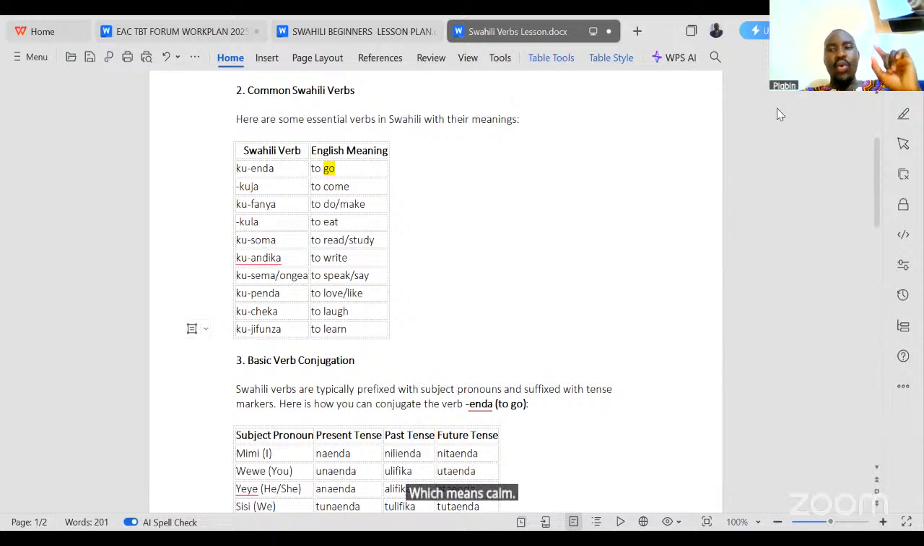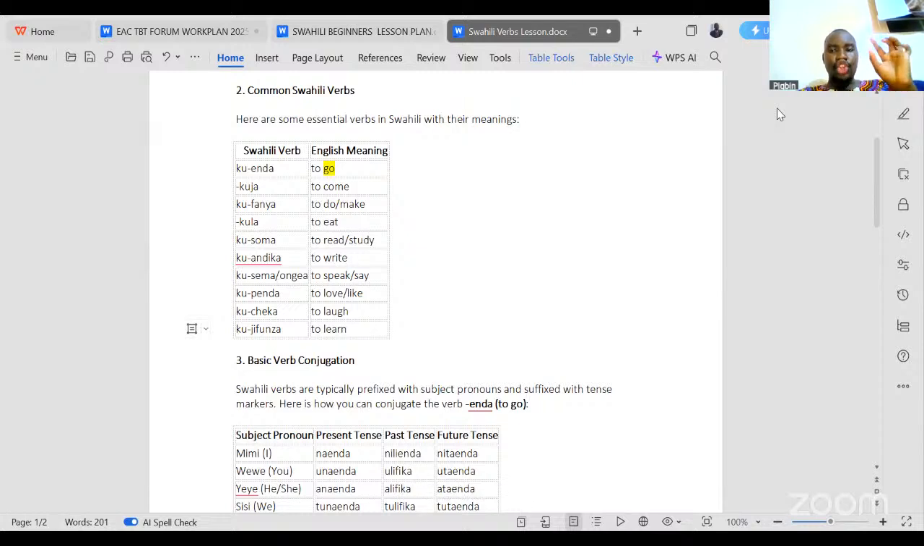Kufanya. To do. The word is fanya. Fanya, which means do. Kula. Kula, which means eat.